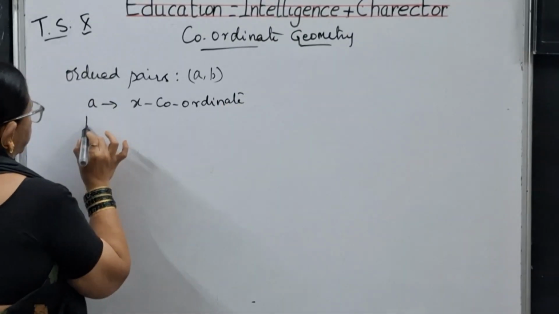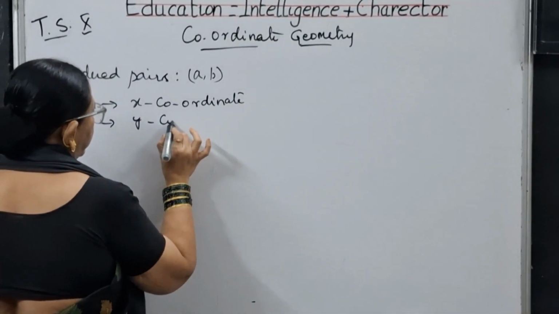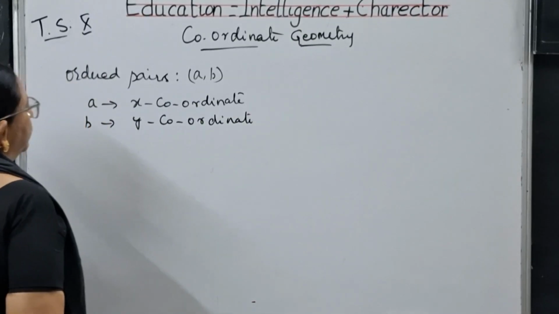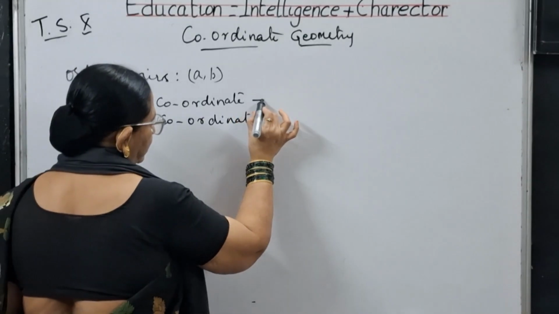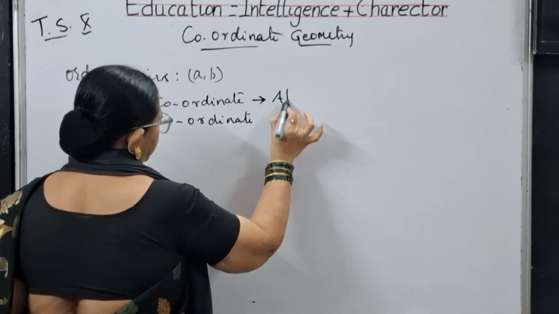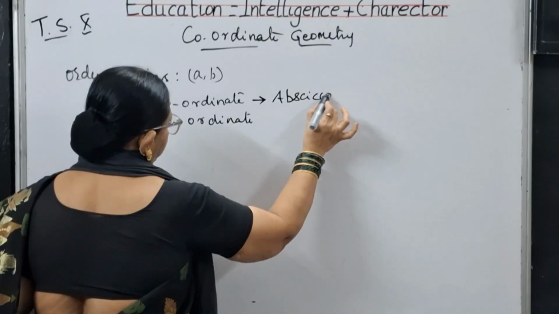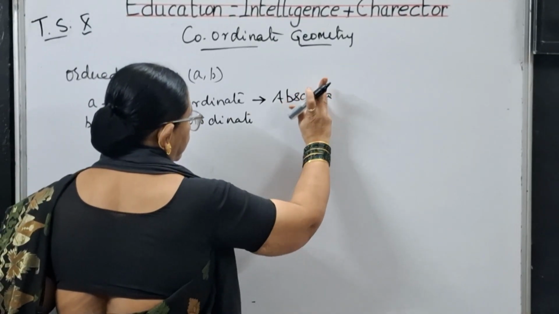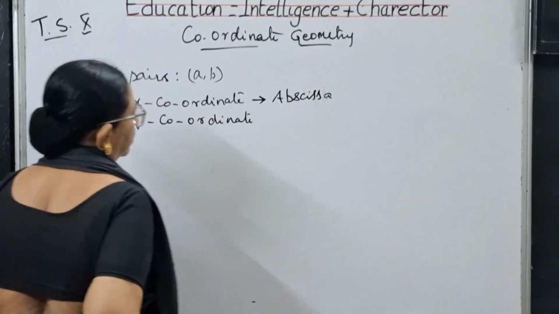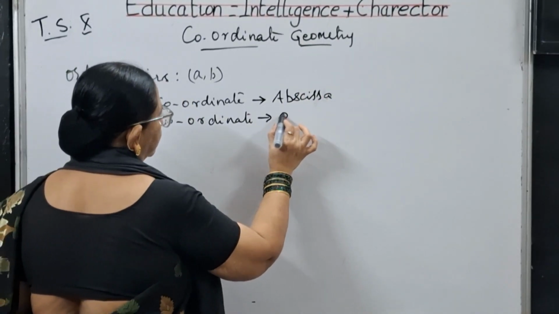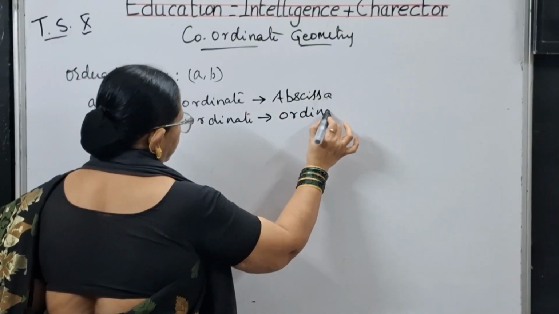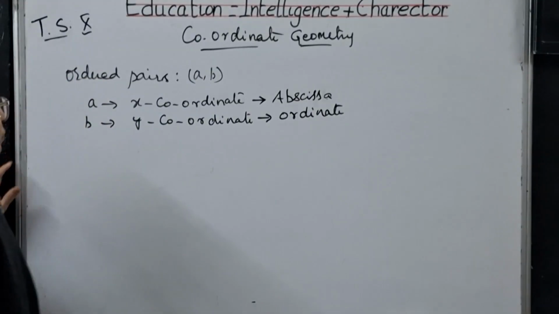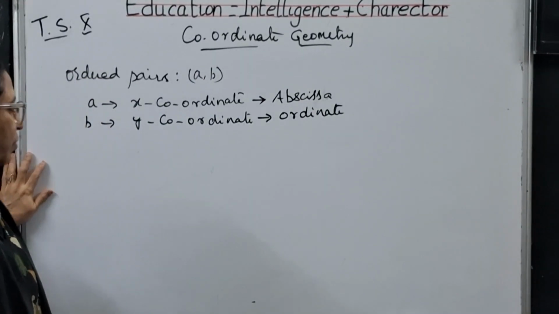and B represents y coordinate, and we even call this x coordinate as abscissa. This is abscissa, and this is called as ordinate. Abscissa and ordinate are the terminologies which are used for x coordinate and y coordinate.